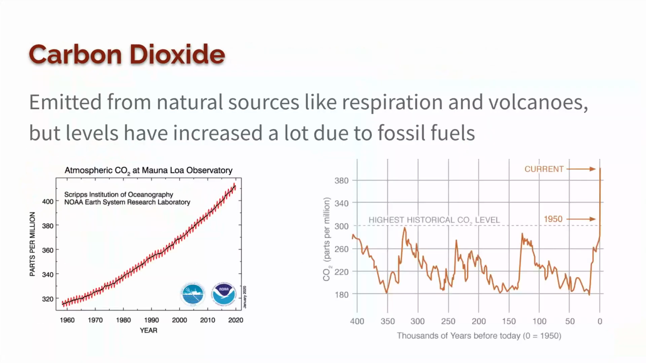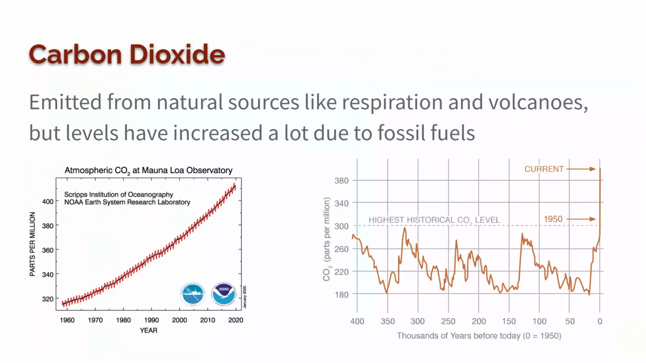And finally, we have carbon dioxide. There's been a lot of argument that carbon dioxide should be a criteria air pollutant because we should be moderating the amount of acceptable carbon dioxide that's emitted into the atmosphere. But that remains to be seen whether or not that will happen. It is emitted from natural sources like respiration, volcanoes, all sorts of things. And that's what we've seen.